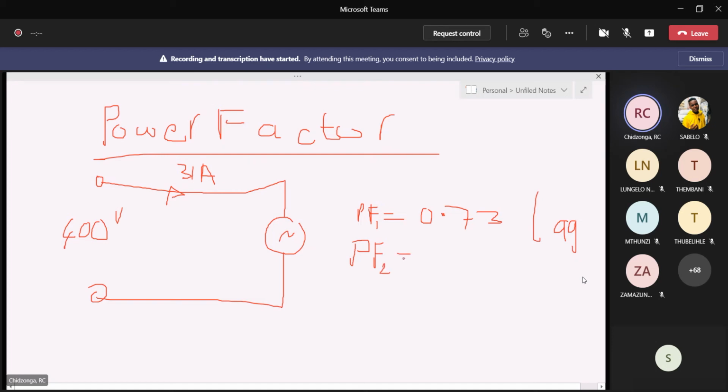to a better percentage. So this one is 73%. It's not good enough. Let's say we want to improve it to 89%. In other words, 0.89 lagging. That's how we want to improve it.